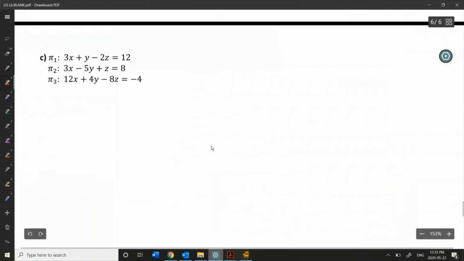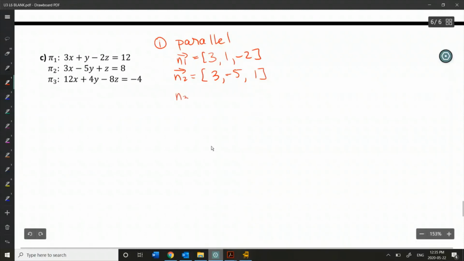And finally, we're going to take a look at a few last examples. So first step, again, in solving this system of planes is to check whether they're parallel. So normal 1 is equal to 3, 1, negative 2. Normal 2 is equal to 3, negative 5, 1. So I can already see that these two planes, plane 1 and plane 2, are not parallel, simply because the normals are not scalar multiples of one another.